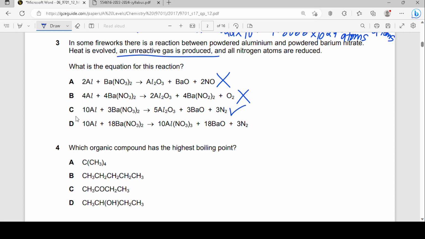So I would say C is the correct answer, but again, we should check D as well. So there's 10 Al, and on this side we have 10 Al as well.